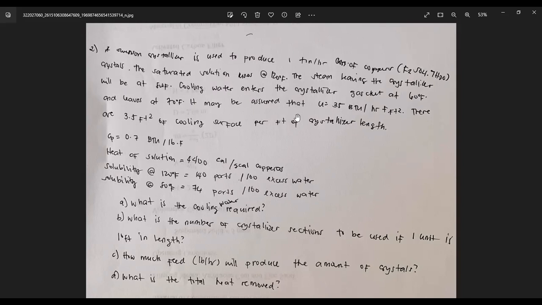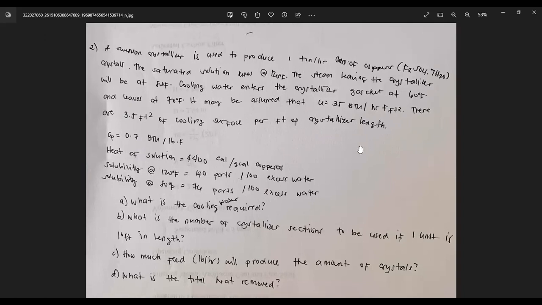It may be assumed that your U is 35 BTU per hour per feet squared per degree Fahrenheit. And there is 3.5 square feet of cooling surface for every foot of crystallizer length. Okay, we need this in determining how many lengths of this particular crystallizer is needed for this job. So the CP of the feed is 0.7 BTU per pound degree Fahrenheit. The heat of solution is 4,400 calories per gram mole. Actually, this is gram mole copperas.